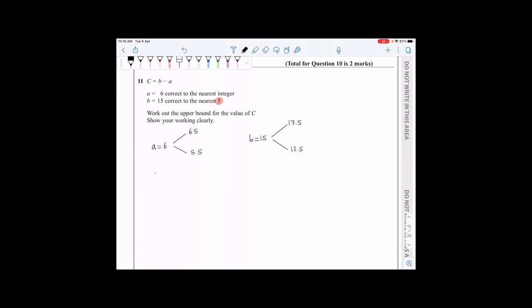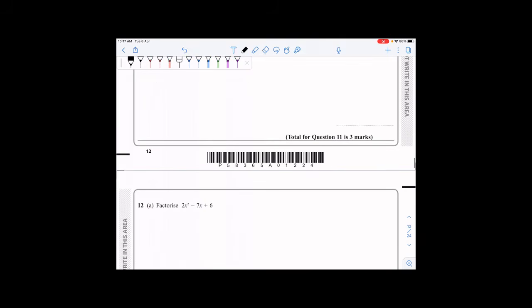So the upper bound for C would simply be found by making b as large as possible and a as small as possible in order to maximize the difference. So I'm just going to take 17.5 minus 5.5, which is 12. That's the maximum difference of the two. So this is 12.